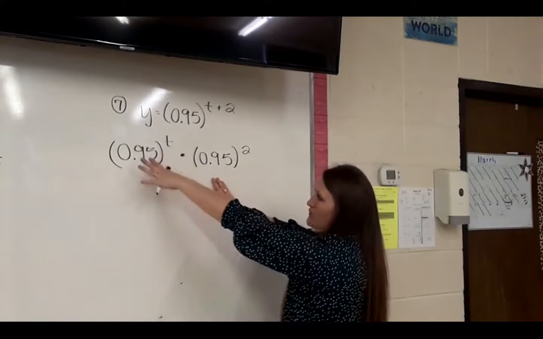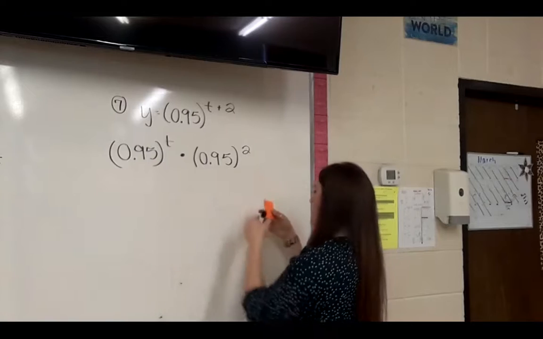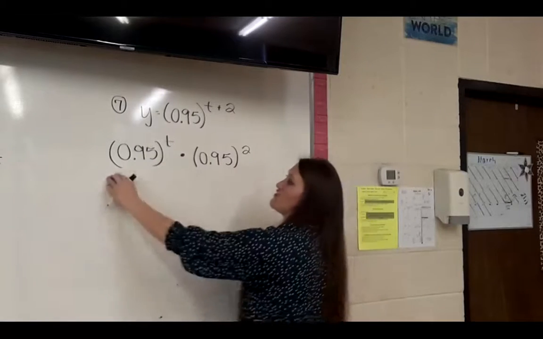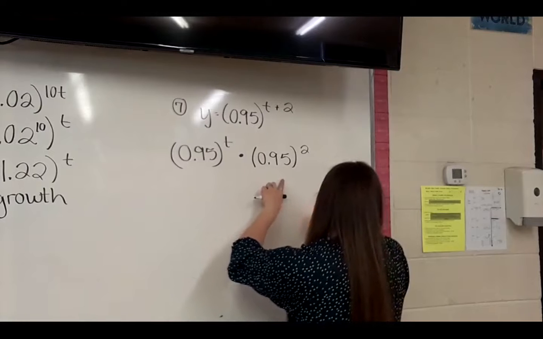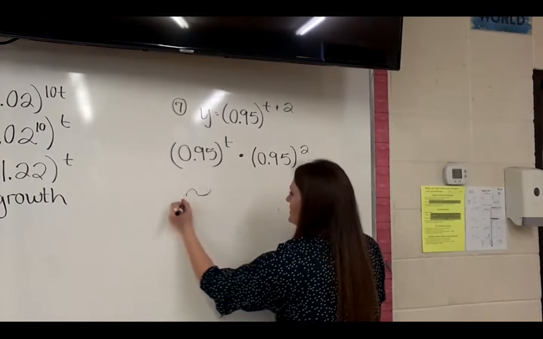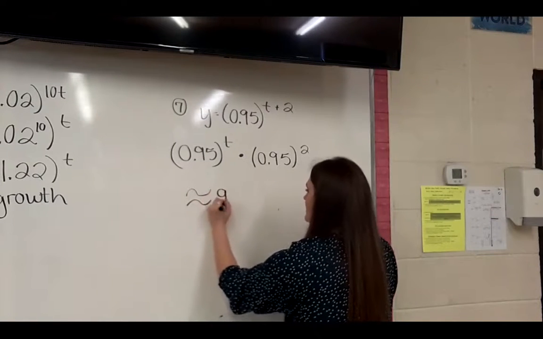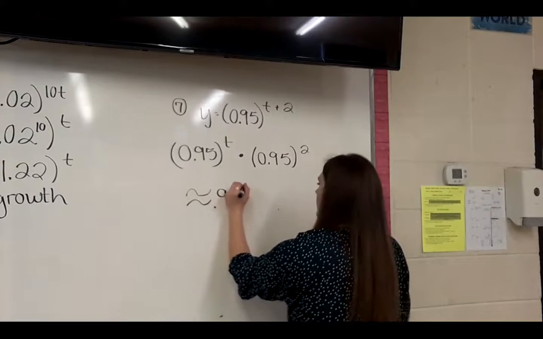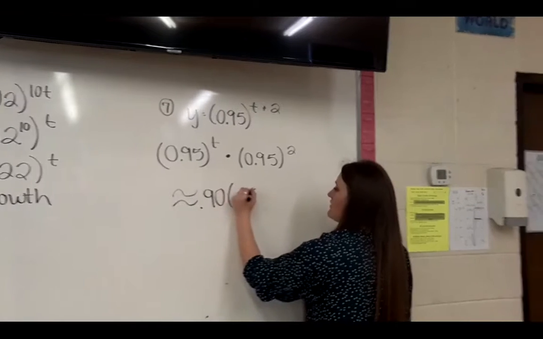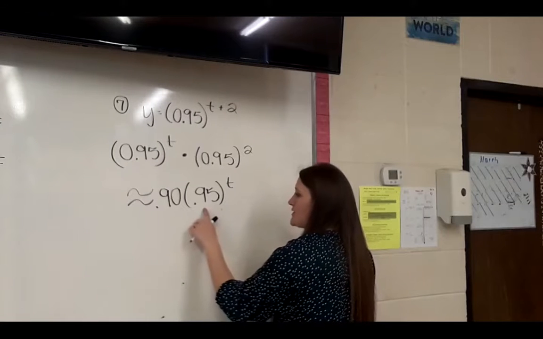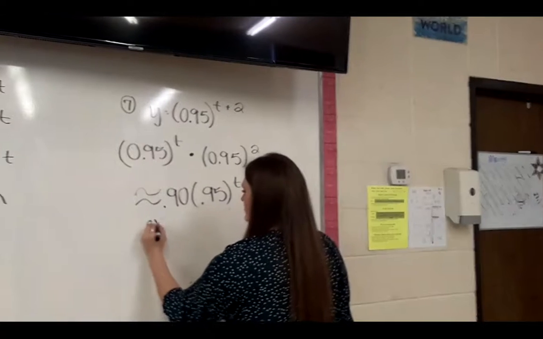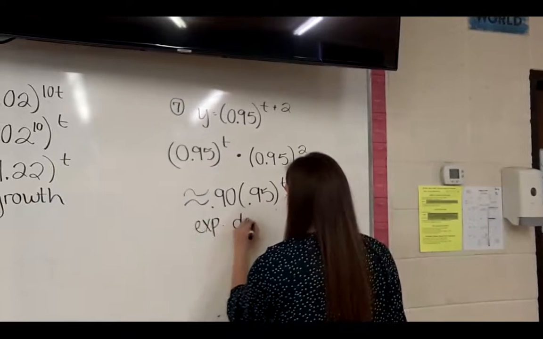So I can't do anything with that one, but I can solve this one. And I'm going to move it to the front just so it's in the right form. So 0.95 squared comes out to approximately, and I'm rounding, 0.90 or 0.9. And then I still have 0.95 to the t power. It's now in the right form. Since this is less than 1, that is exponential decay.